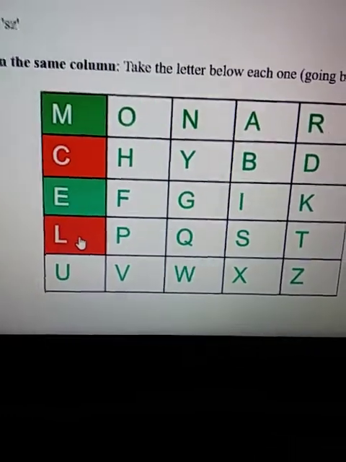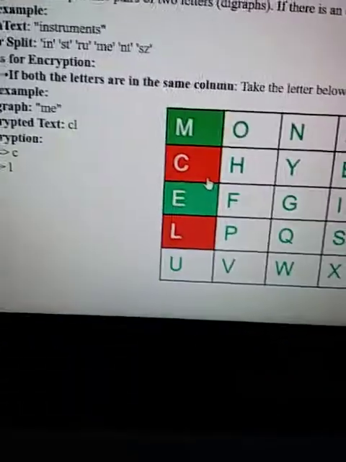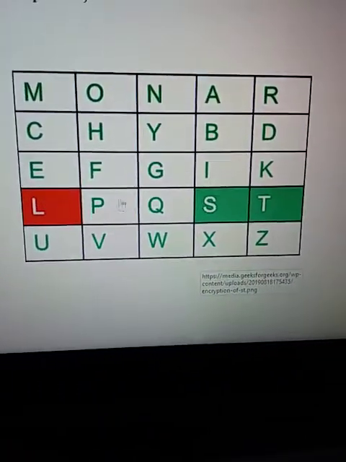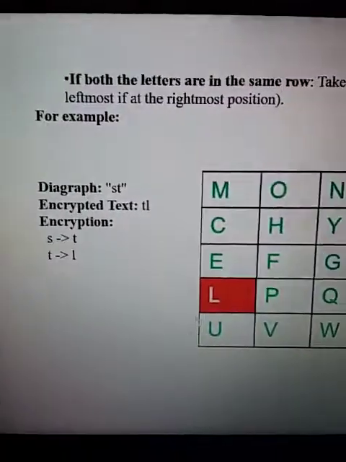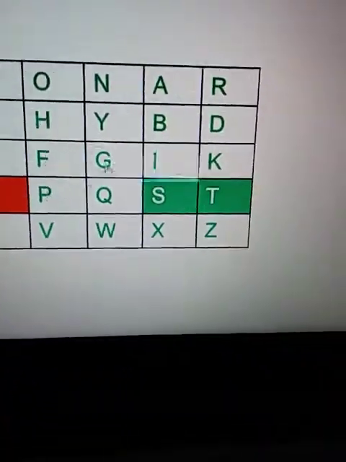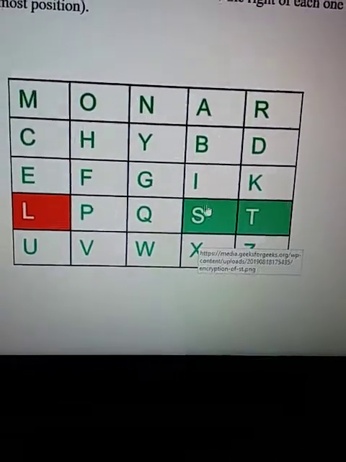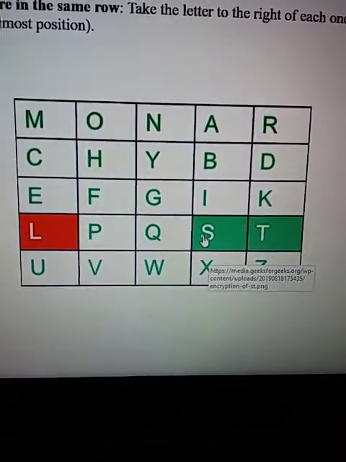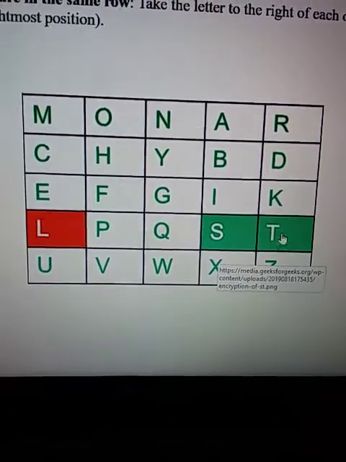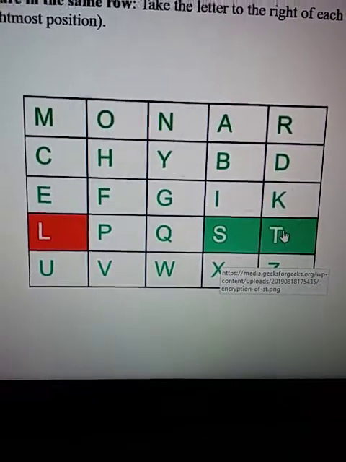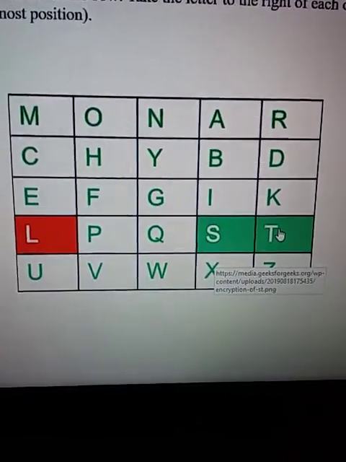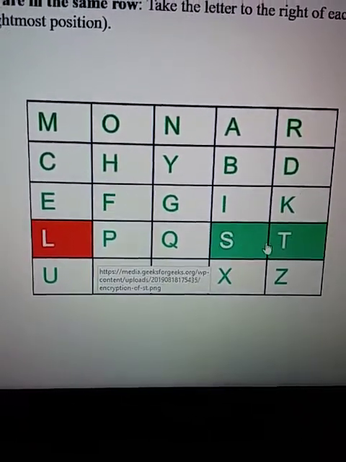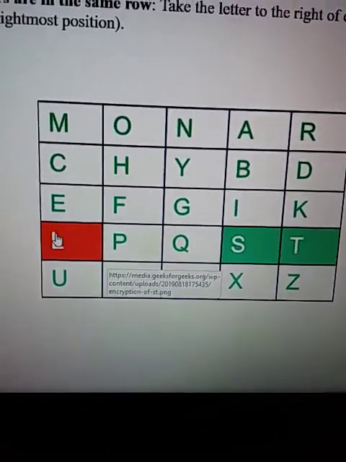This is one point. And the next one is, if a pair of letters exist in the same row. For example, there is one pair "st". You look for "st" in this grid. "St" exists successively in the same row. In such a case, the following letters are to be substituted. Instead of S, we substitute T. For T, there is no next letter since it is the end, so the leftmost character at the beginning is to be taken. Instead of S, we substitute T, and for T, we substitute L.